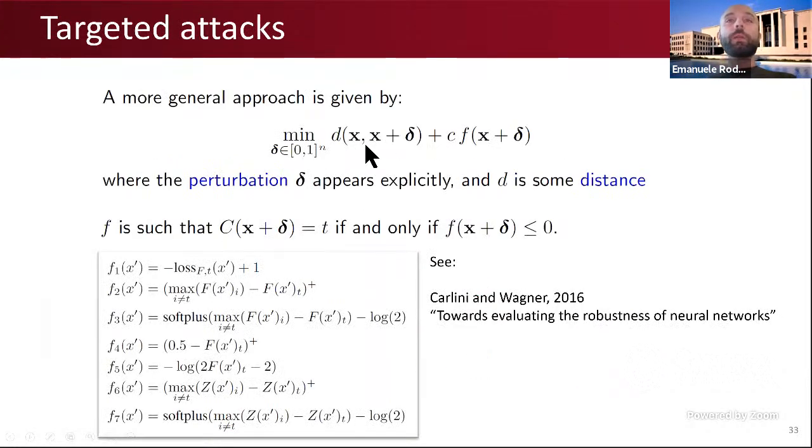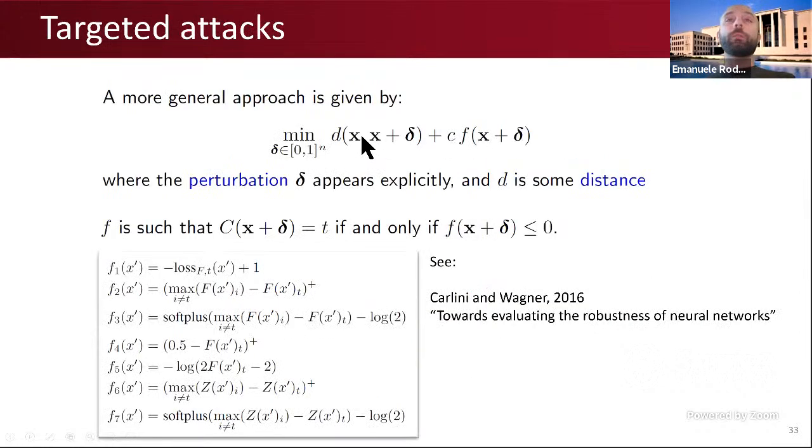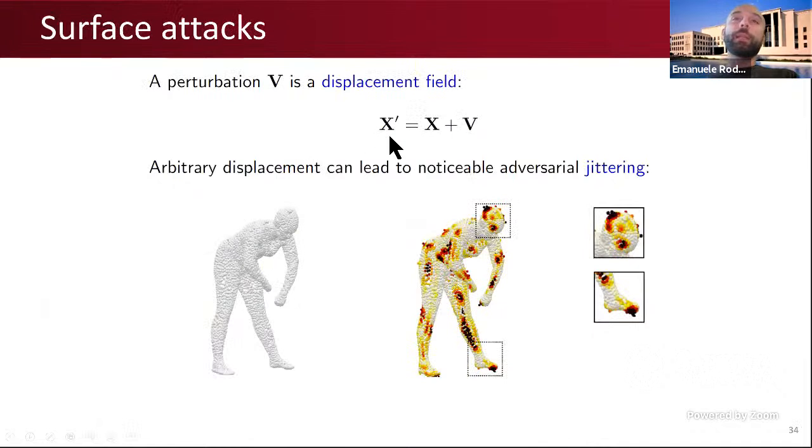Okay, so if we write down these, we are looking for a perturbation delta. If X are 3D coordinates, the perturbation delta is going to be a displacement field in R3, in three dimensions. We have X plus V. This will be the adversarial example. Well, if you just apply the techniques that people use on images to point clouds, of course it's going to work.